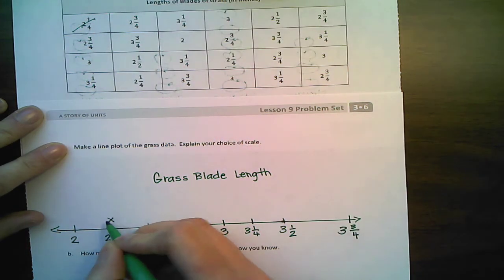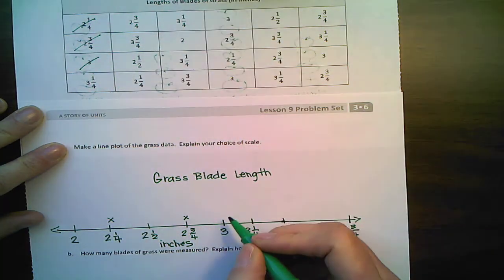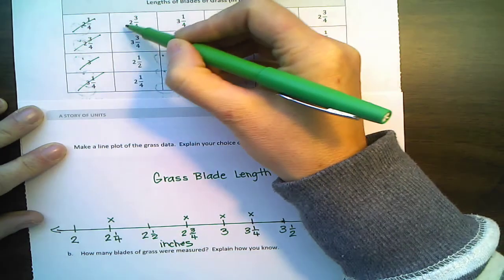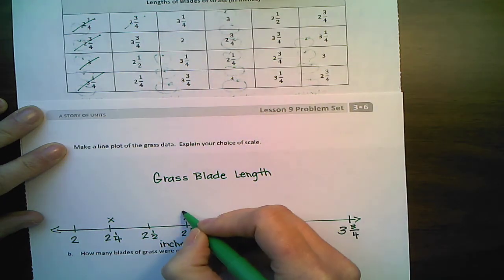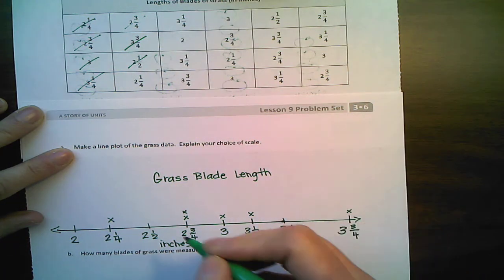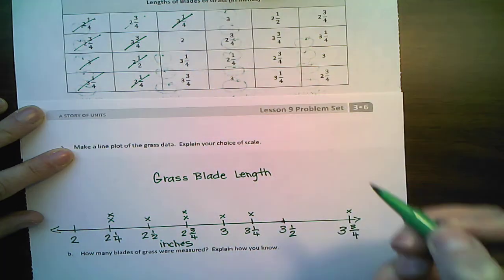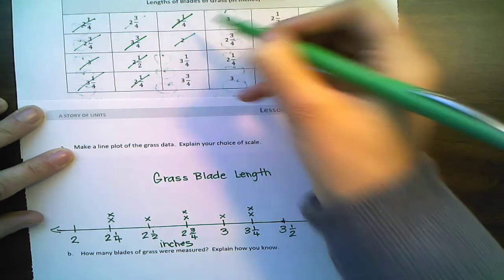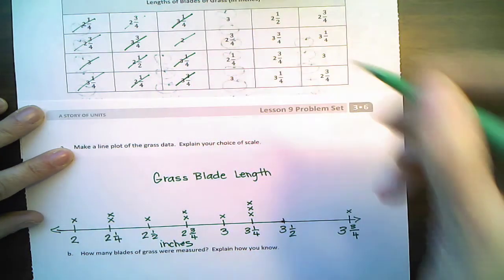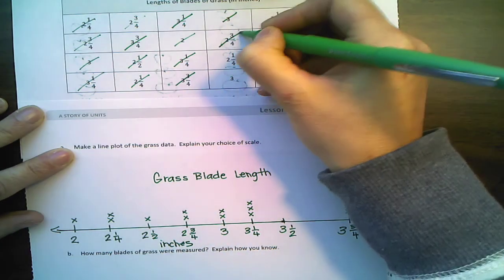Okay. 2 1/4. 2 3/4. 3. 3 1/4. 2 3/4. 3 3/4. 2 1/2. 2 1/4. 3 1/4. 2. 3 1/4. 3 3/4. 3. 2 3/4.